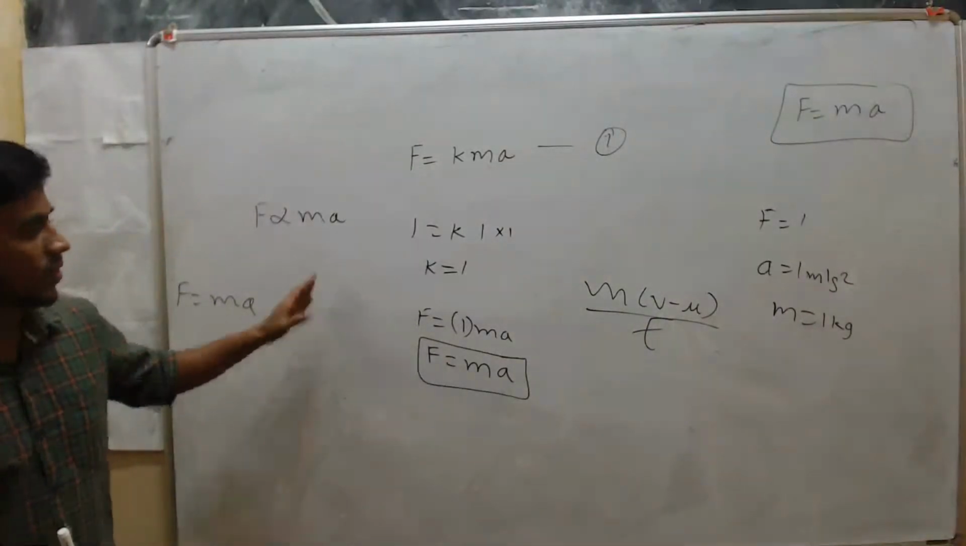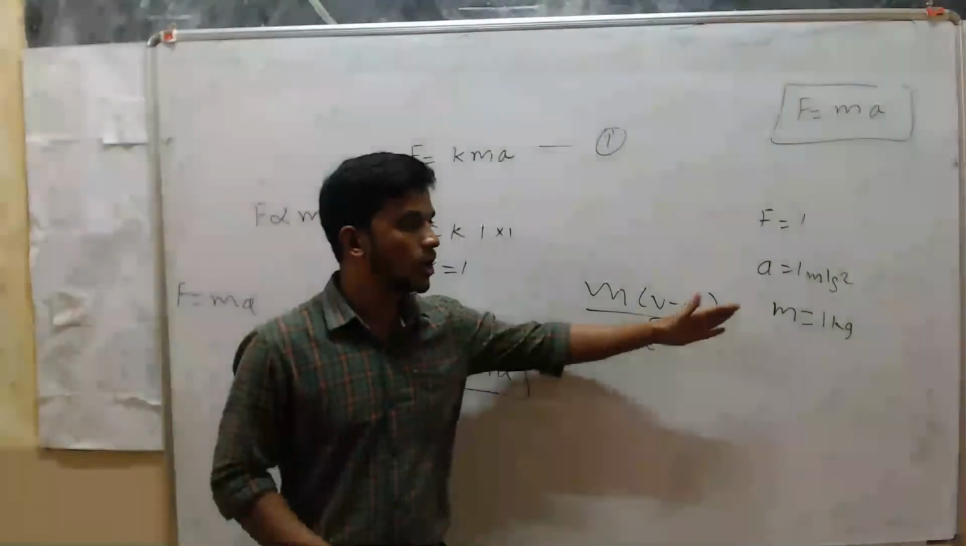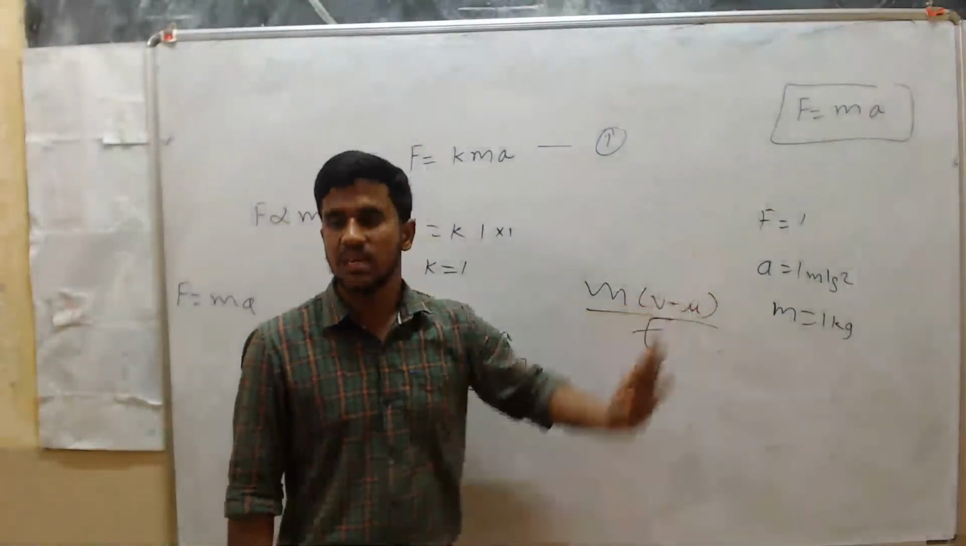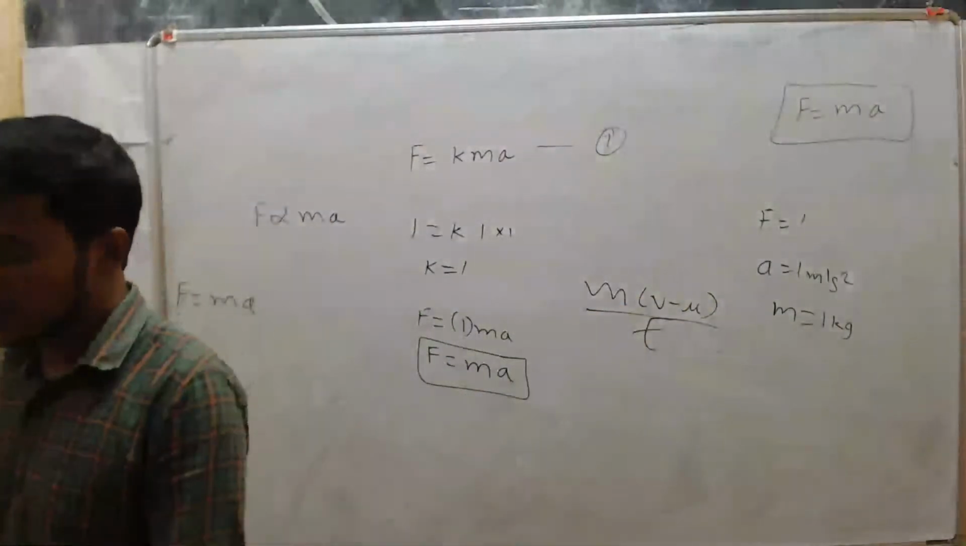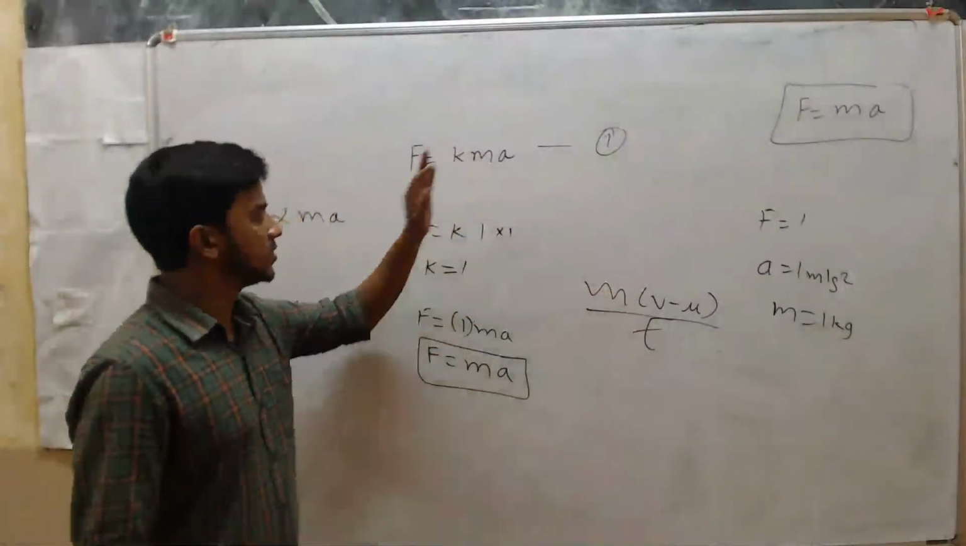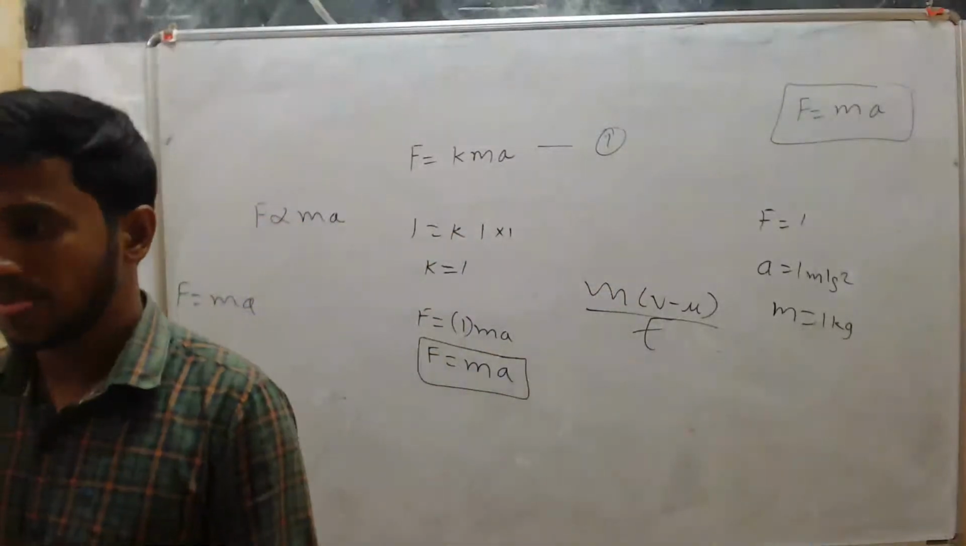Later we considered one unit force which acts on a body of mass 1 kg and produces an acceleration of 1 meter per second square. Then we substituted all those values of F, m and a in this equation, and finally we got F is equal to ma.